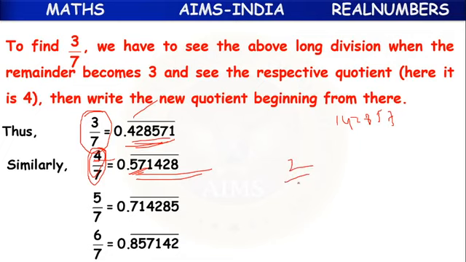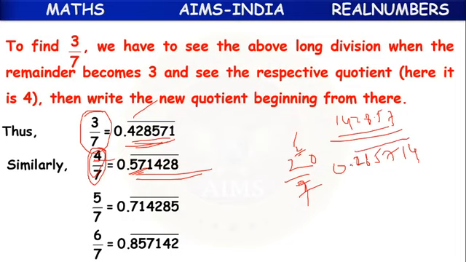So for 2 by 7 what can we write? Simply from here we can tell. If we take this 2 as 20, how many times? 2 times, because all are different digits, so easily we can tell. 2 times means it starts from 2. So 2, 8, 5, 7. After that this 1 4 will come. So 0.285714. Directly we can tell like this.